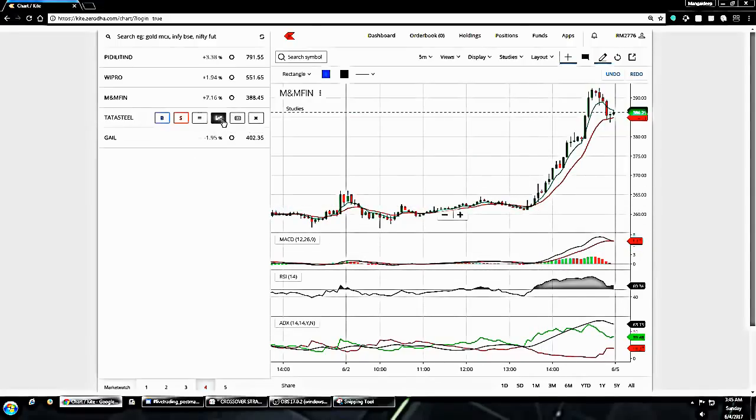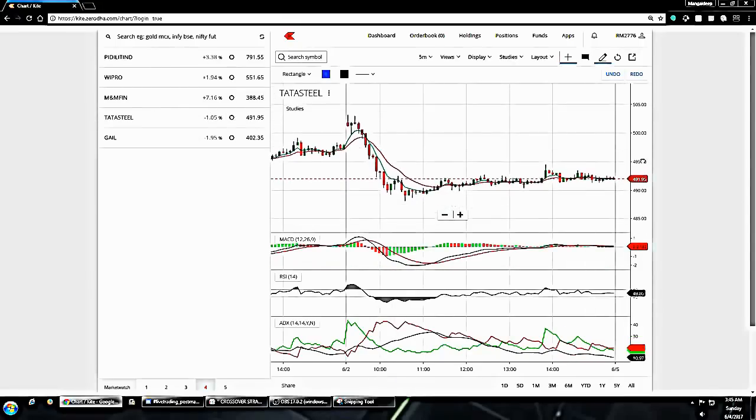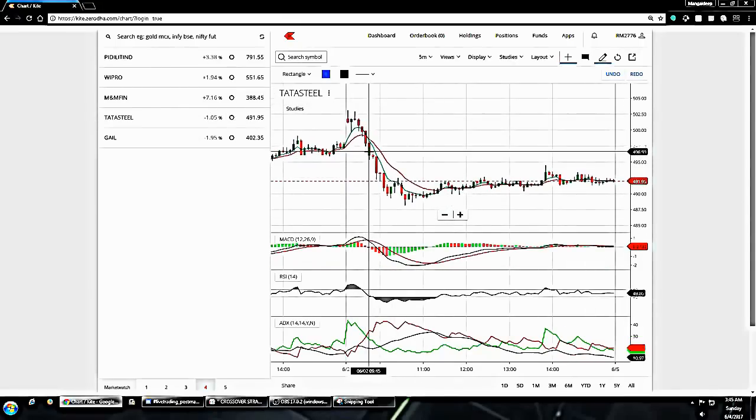Okay, similarly in Tata Steel, the first three were for longs, Tata Steel is for short. Okay, so the crossover happened here. We can very well see the MACD, the black line is crossing the red line from upwards, so that's a confirmation that we can go short.